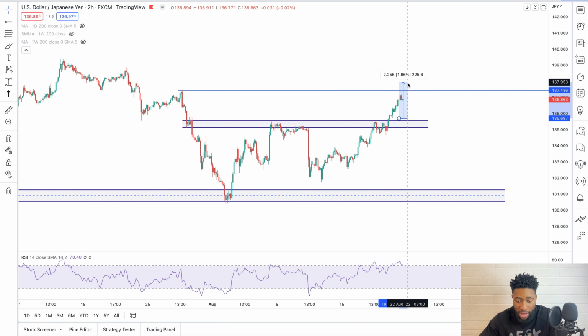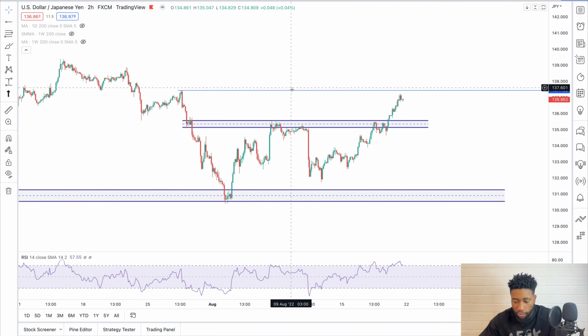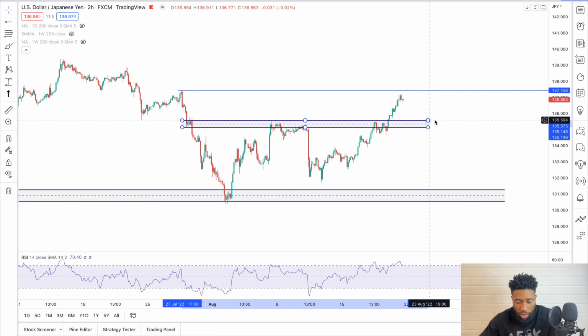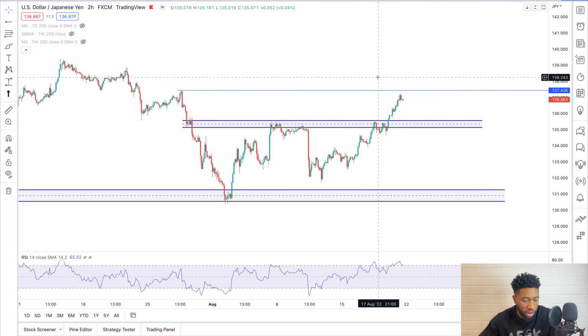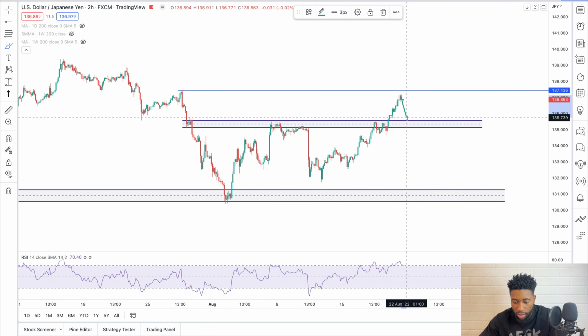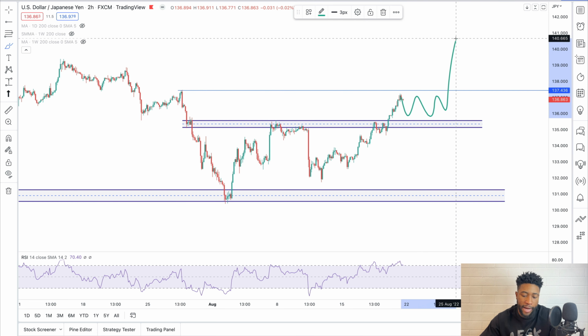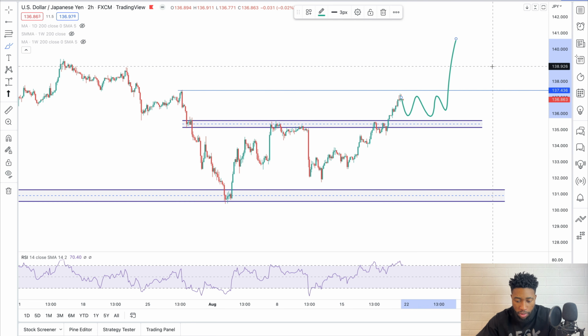I think this is going to go higher if the dollar keeps strengthening. In order for us to go long on USDJPY, which helps us trade along with the trend, we're going to wait for something like this, some sort of bullish continuation pattern, and then this is how we go long for USDJPY.